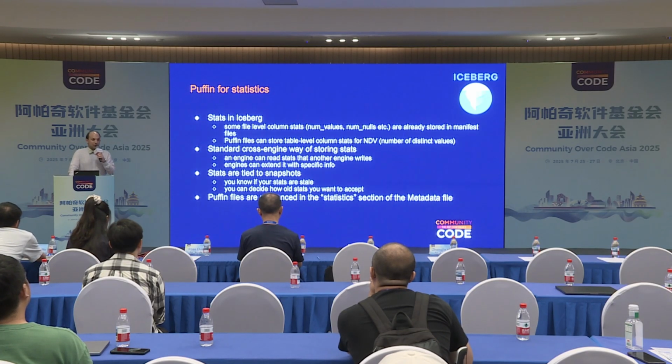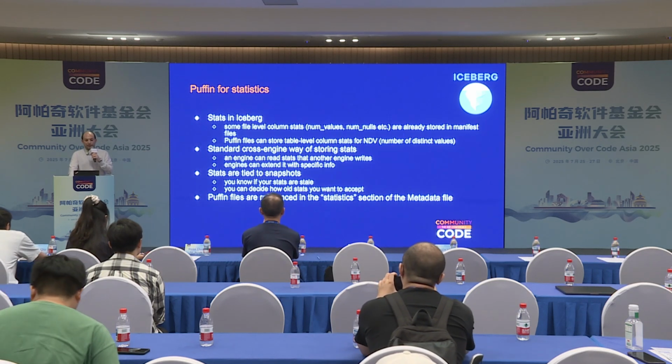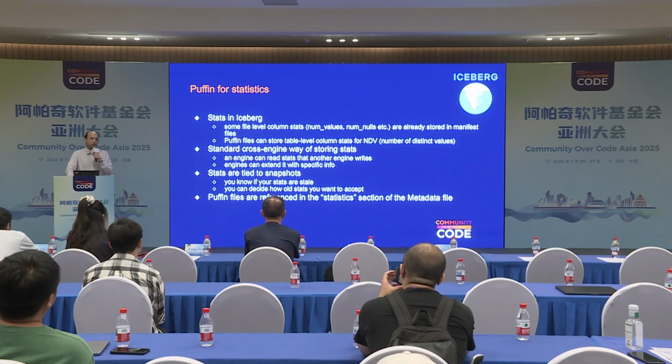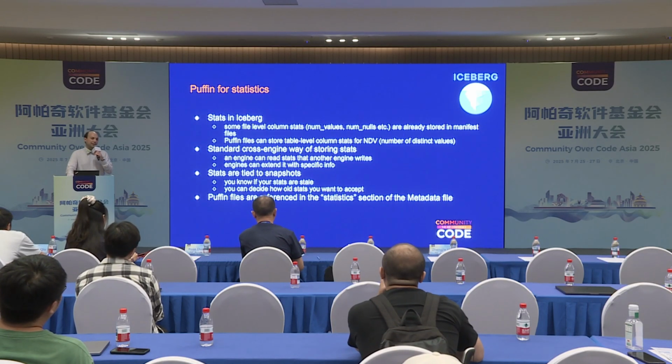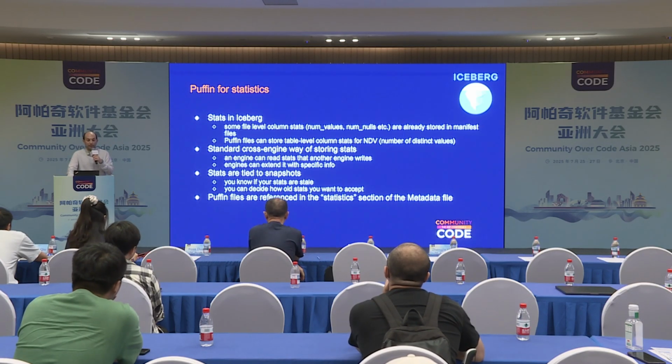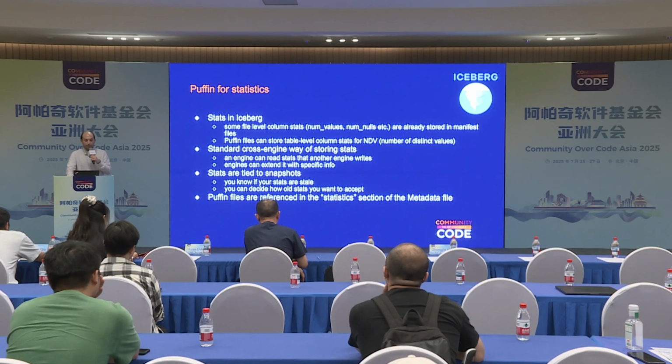Then let's have a look at what kind of stats we already have in Iceberg. So in the metadata layer, we already have some values, optionally, like number of values, number of nulls, or min-max values. And they are usually used, especially the min-max values, to prune files that we don't even need to read if we have a predicate in a query. On the other hand, Puffin stores table-level statistics, and it's NDV, which is different from the other stats we have.